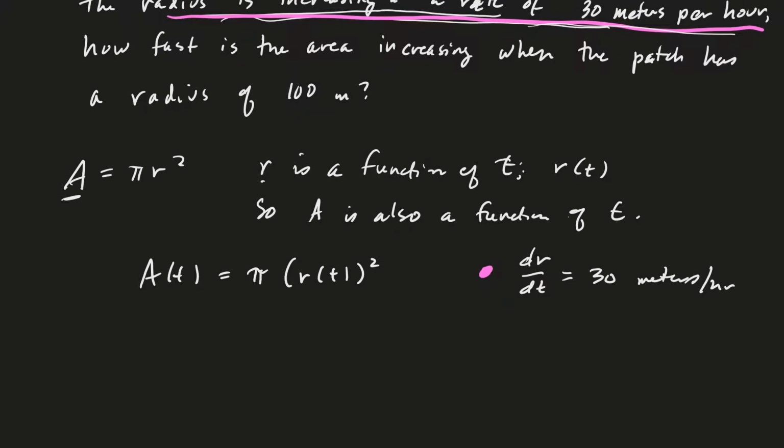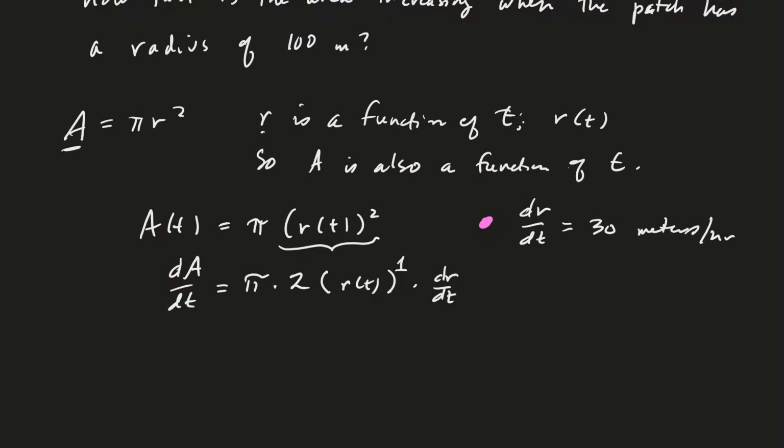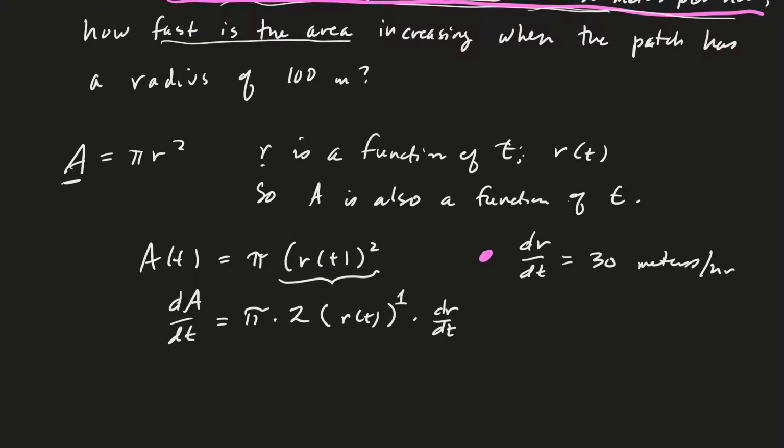Good. And so what that suggests is we're going to differentiate both sides of this equation. So dA over dt is equal to pi times, now for the derivative of this we're going to need the chain rule, right? Because this is a composition of two functions. The derivative of the outside function is going to be 2 times whatever's in there to the 1 power. So our function is the inside function here, the radius, and then we multiply by dr over dt, or just r prime. Good. And so how fast is the area increasing means figure out what dA over dt is when the patch has a radius of 100 meters.